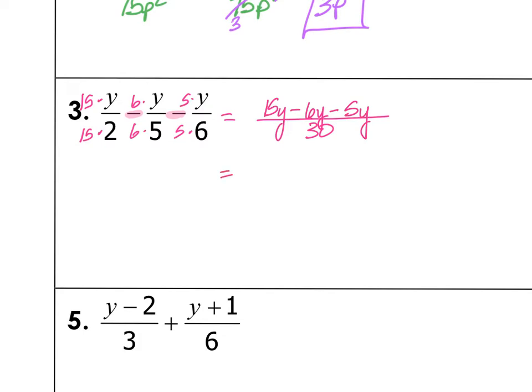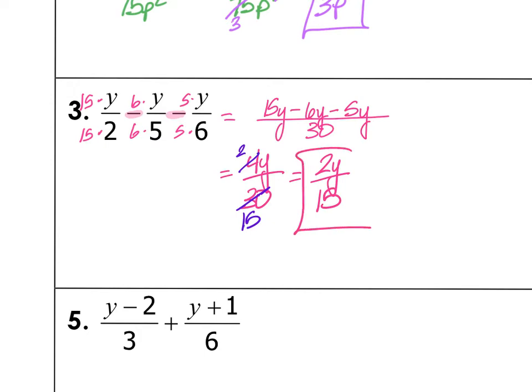So 15 minus 6 is 9. And 9 minus 5 is 4, so I should have 4y on top and 30 in my denominator. And then, let's see, divide by 2 will give me 2 and 15. So that should be 2y divided by 15. And there you go. Good job.